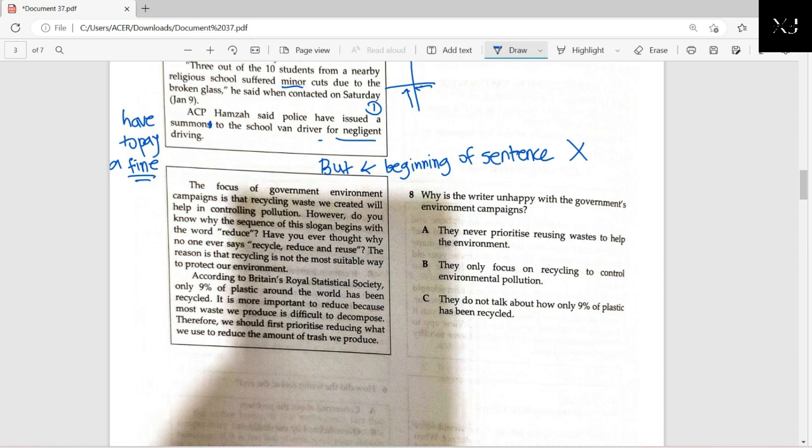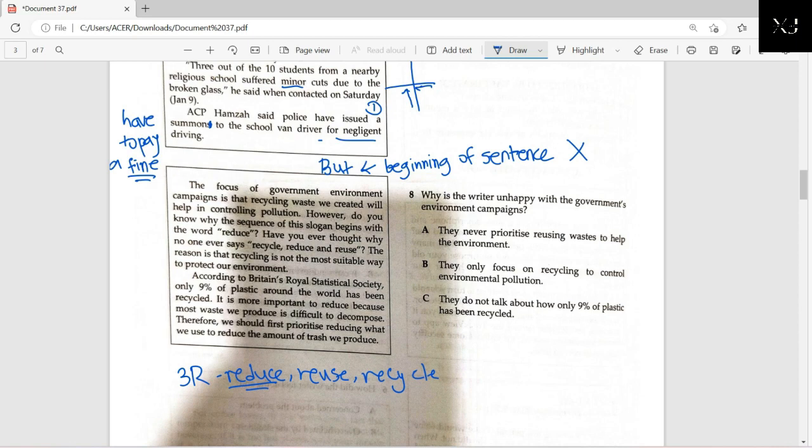However, do you know why the sequence of this slogan begins with the word reduce? You know your 3 R's, right? We have reduce, reuse, and recycle. Okay? So it starts with reduce. This short text is asking us, why do you think it starts with reduce? Have you ever thought why no one said recycle, reduce, and reuse?